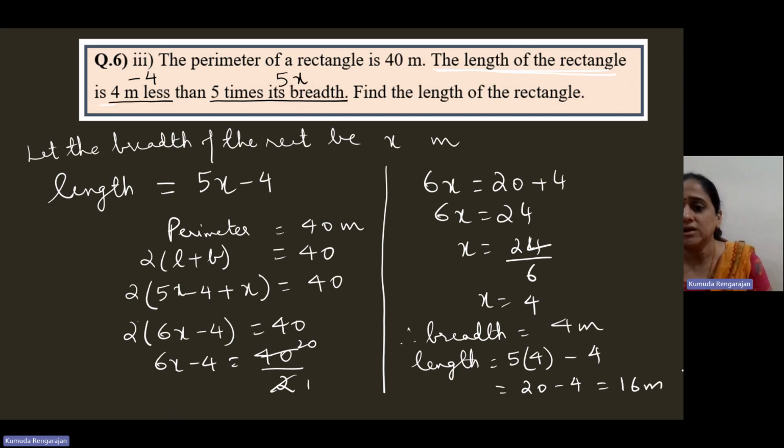We found x, right? Whose x? The breadth of the rectangle. But we are asked to find the length of the rectangle. What's the length? 5x minus 4. 5x means 5 into x. So 5 into 4, 20 minus 4, 16. Right.